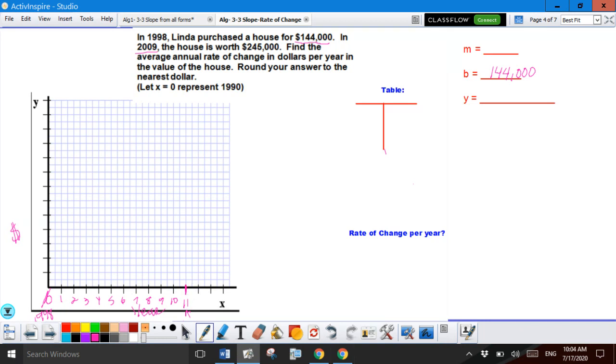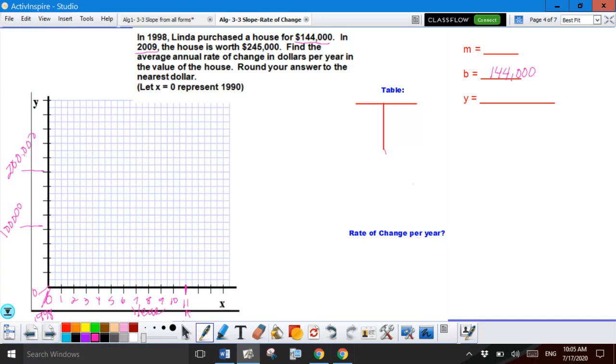And then we're talking about money. So it might be easiest to have this be 0 and this be 100,000. And then skip 2, go to 200,000. Or better yet, let's make this spread out a little more. 1, 2, 3, 4. So here's 100,000. And then 1, 2, 3, 4. Here's 200,000. That'll give me a little bit better graph.